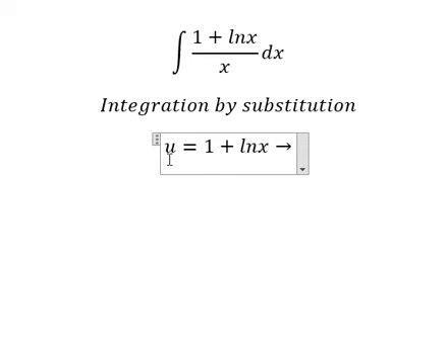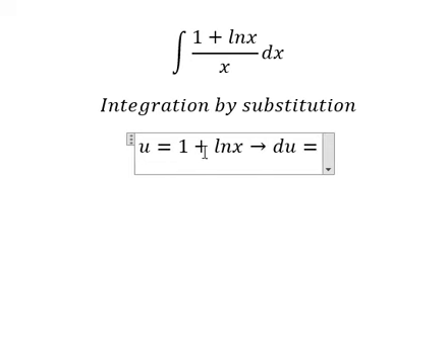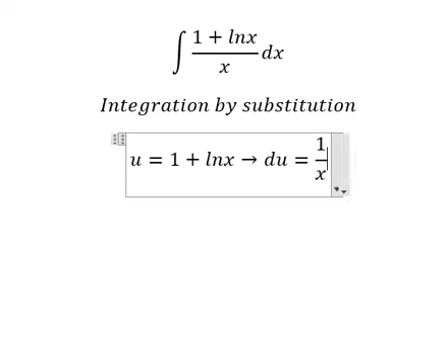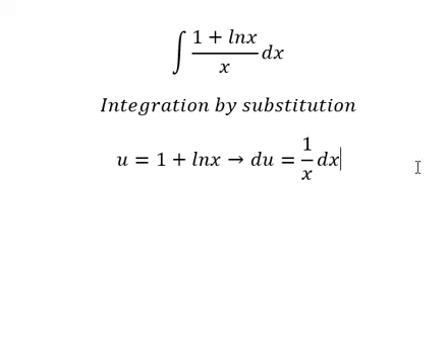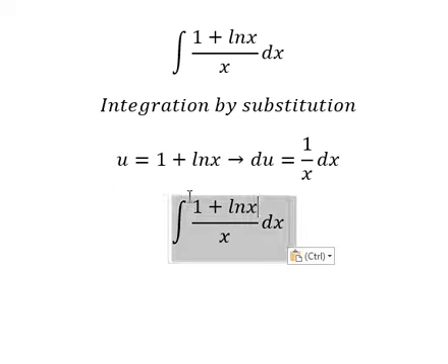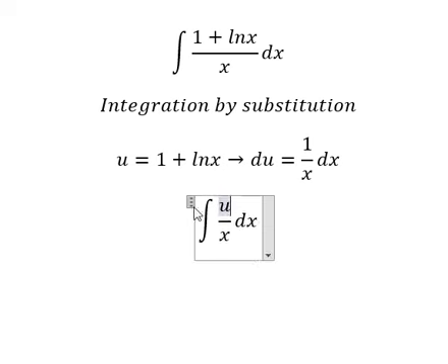Later, we need to do the first derivative for both sides. This one is a constant, so you get 0. This one we have 1 over x dx, so this one we change by du. dx over x we change by du.